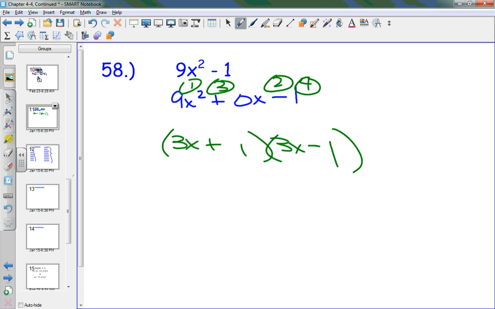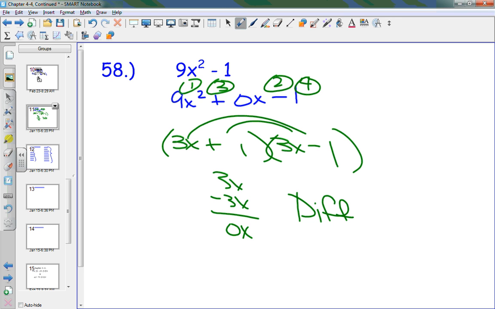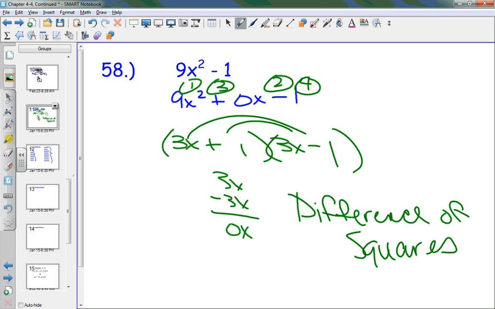Do you see that those are exactly the same parentheses except for what's different? The sign. That's what we call the difference of squares. Inner gives me 3x, outer gives me negative 3x to give me 0x. This is the difference of squares. Why is that the difference of squares? Because 9 is a perfect square and 1 is a perfect square. Do we understand that?